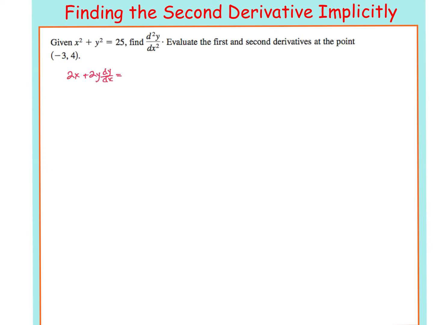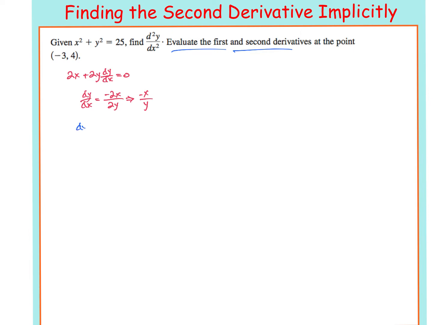What's the derivative of 25? 0. So dy/dx is equal to what? Negative 2x over 2y. And because I'm using it, I personally would simplify it. So I end up with negative x over y. Now, this is asking me to evaluate the first and the second derivative at that point, so we're going to do it.